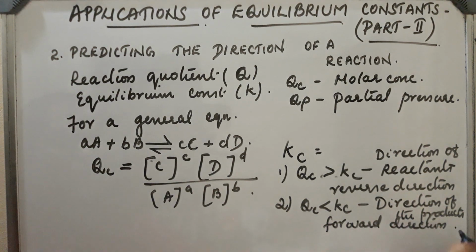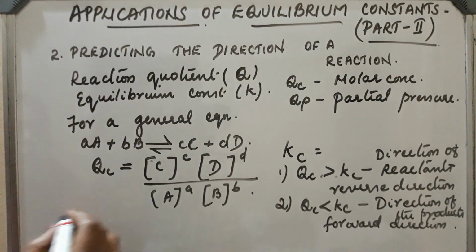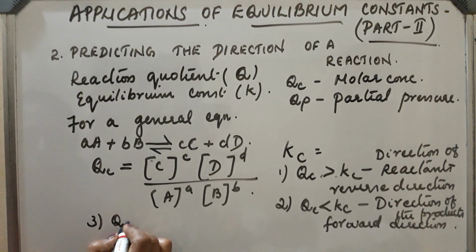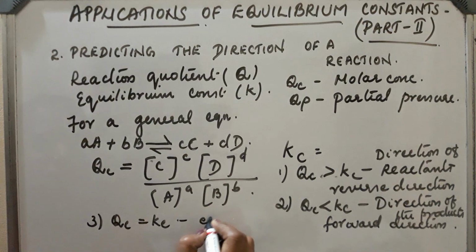So from the value of QC, we can find whether the reaction takes place in the forward direction or in the backward direction. Now the third case is QC equal to KC. In such a case, the reaction mixture is at equilibrium.